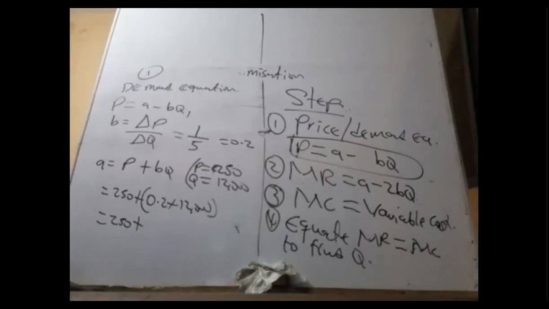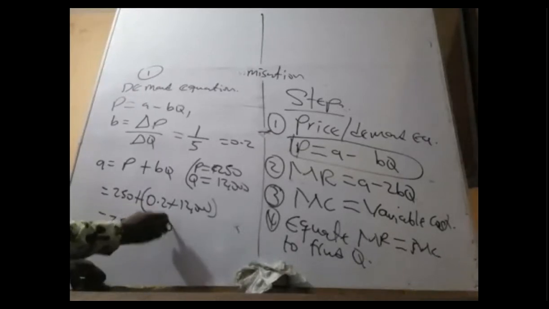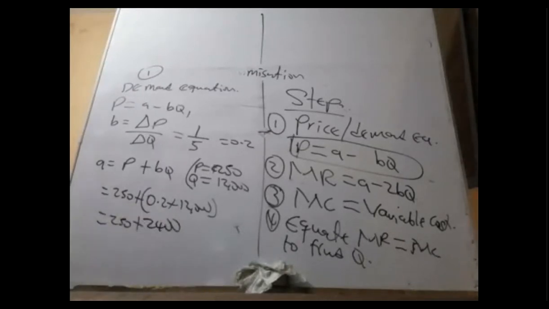We get 2,400, agreed. So therefore the price will be 2,650. We are done. Perfect. So this is 2,650. So therefore, what will be the price equation? Substitute them in a nice equation.